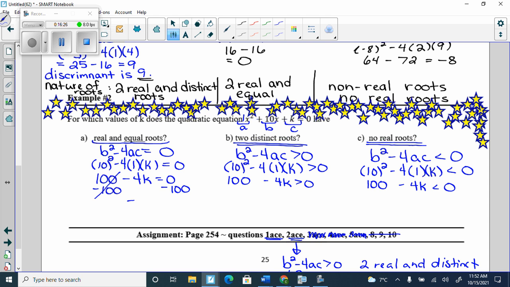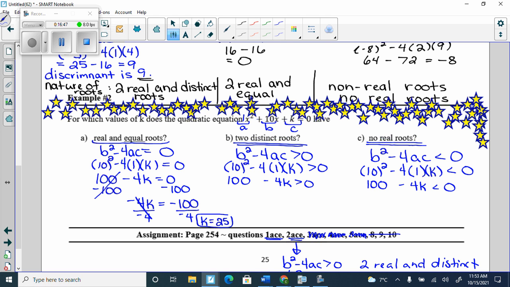Negative 4k equals negative 100. What are we going to do then? Divide by negative 4. And what does k equal? 25. So k equals 25.